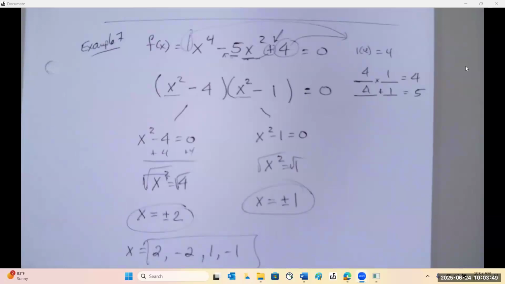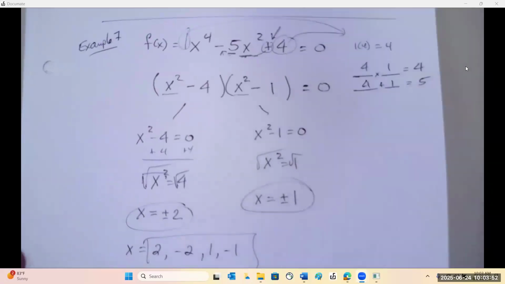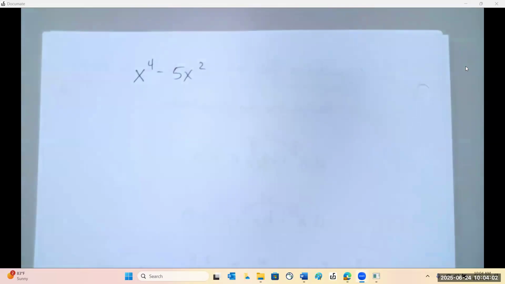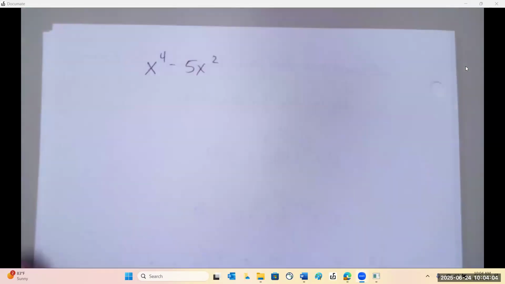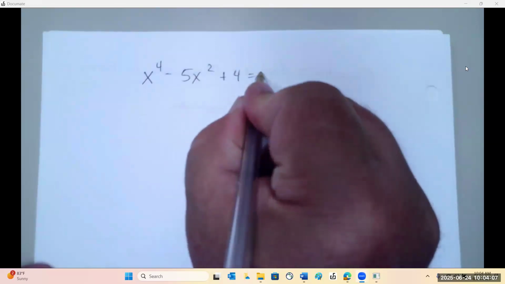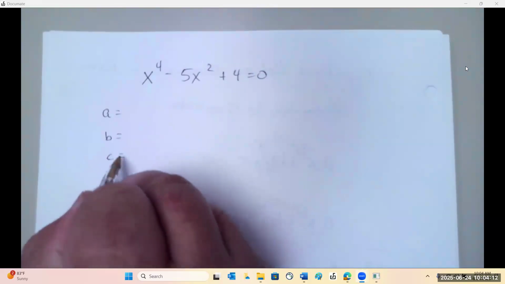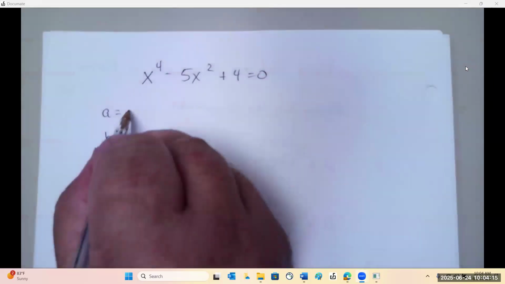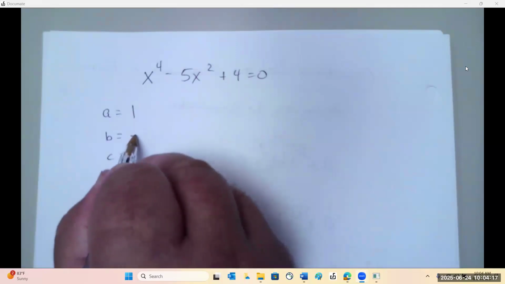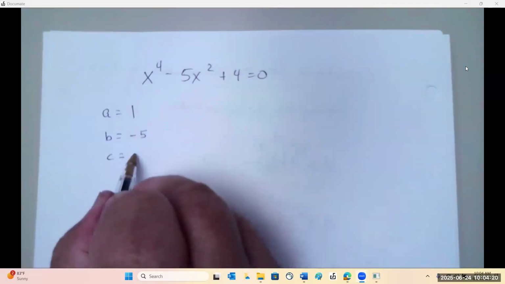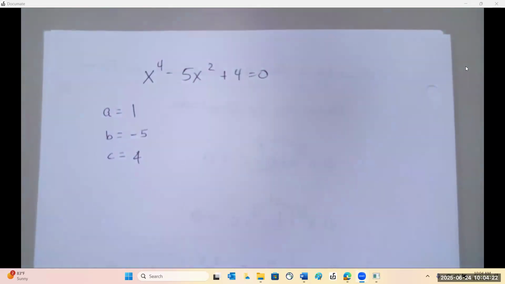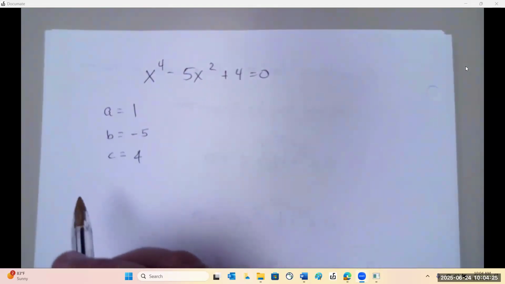And you do the same thing for the quadratic equation. But the quadratic equation, what's A? What's B? And what's C? What's A? What's B? -5. And what's C? 4. When you label them, the signs go with the numbers.